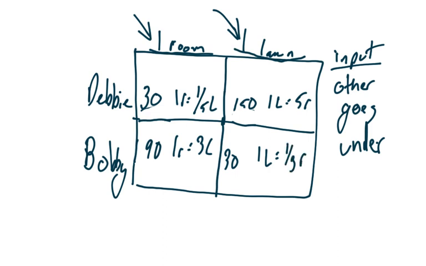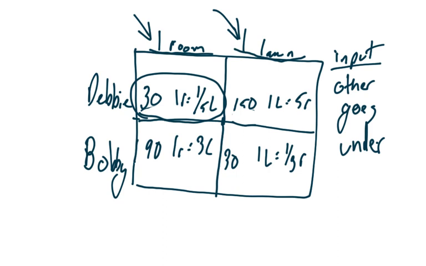So here we can see that Debbie has the comparative advantage when it comes to input, her effort, her time when they clean rooms. She can clean one room in 30 minutes, while Bobby can clean it in 90. She has the absolute advantage because she uses less resources, less time, but she also has a comparative advantage because she loses out on less. Bobby loses the opportunity to mow 3 lawns, while she only loses the opportunity to mow 1/5 of a lawn.